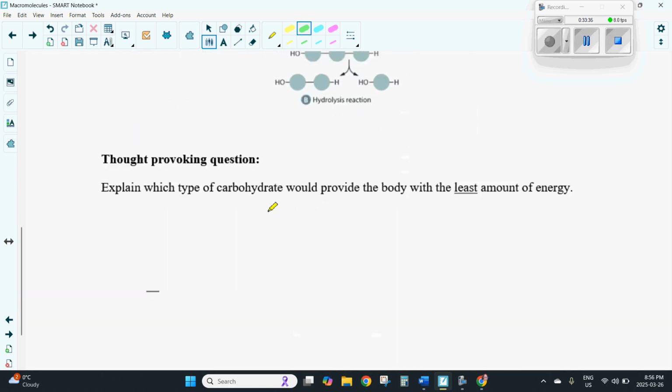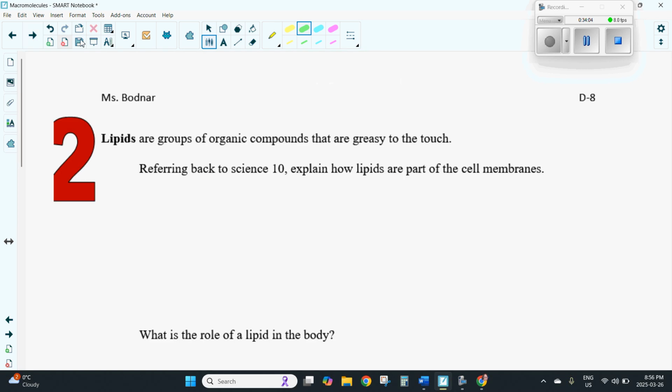Okay, so our thought-provoking question. Explain which type of carbohydrate would provide the body with the least amount of energy. So what I want you to do is research this one, and then tomorrow we will review this at the beginning of class. If I forget, please remind me because I will be coming off of really bad jet lag. Okay, so remind me tomorrow after you do your research on that one.